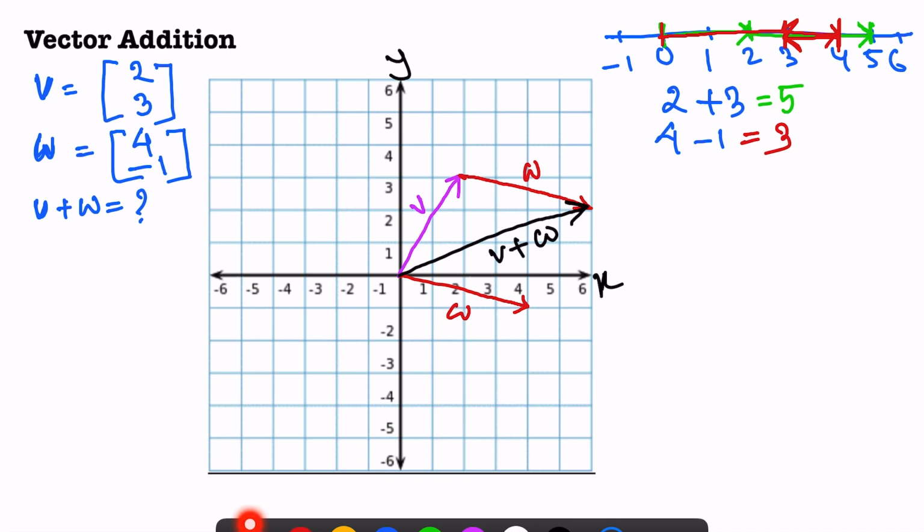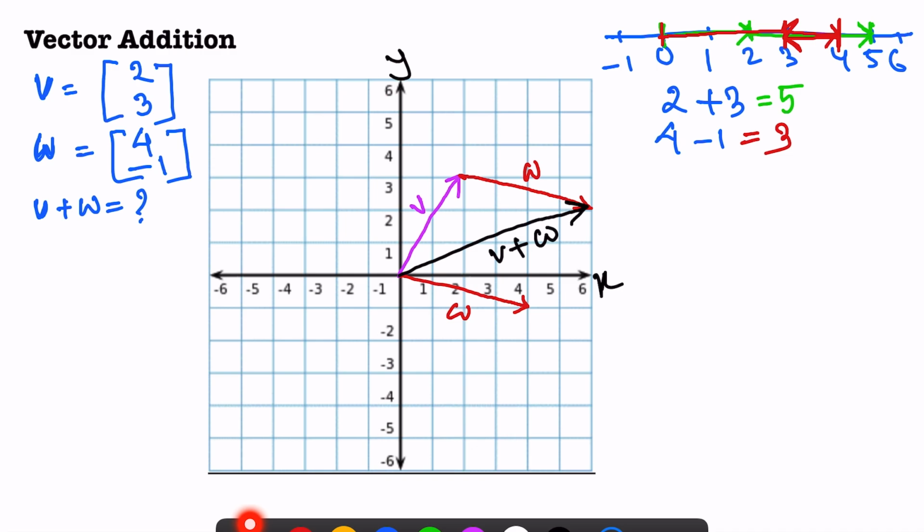So the first vector is 2, 3, right? So we move 2 steps in the positive x direction, then 3 steps in the positive y direction. So after we reach this point, from here for the W vector, we move 4 steps in the positive x direction, then 1 step in the negative y direction. Then we reach our target point. So if we just draw a vector from origin to that point, we'll get our V plus W.